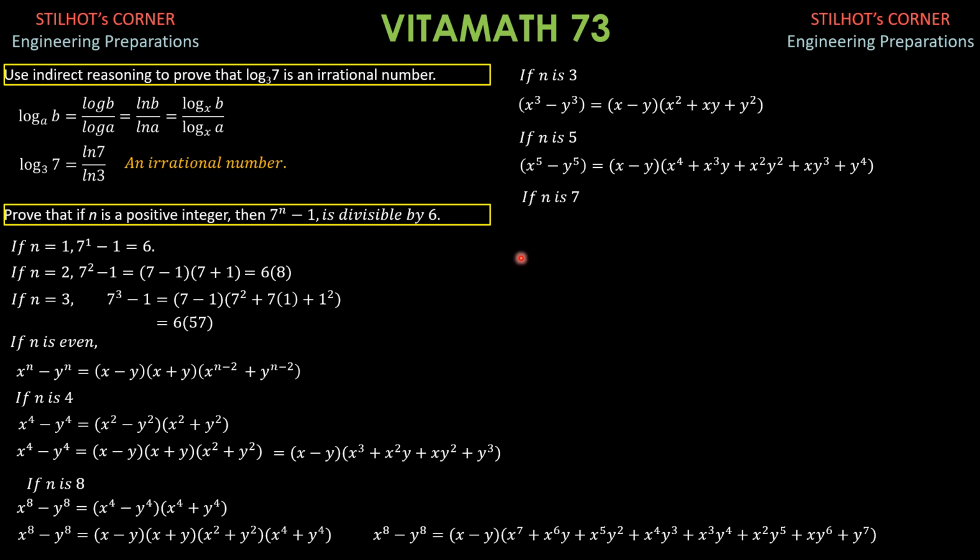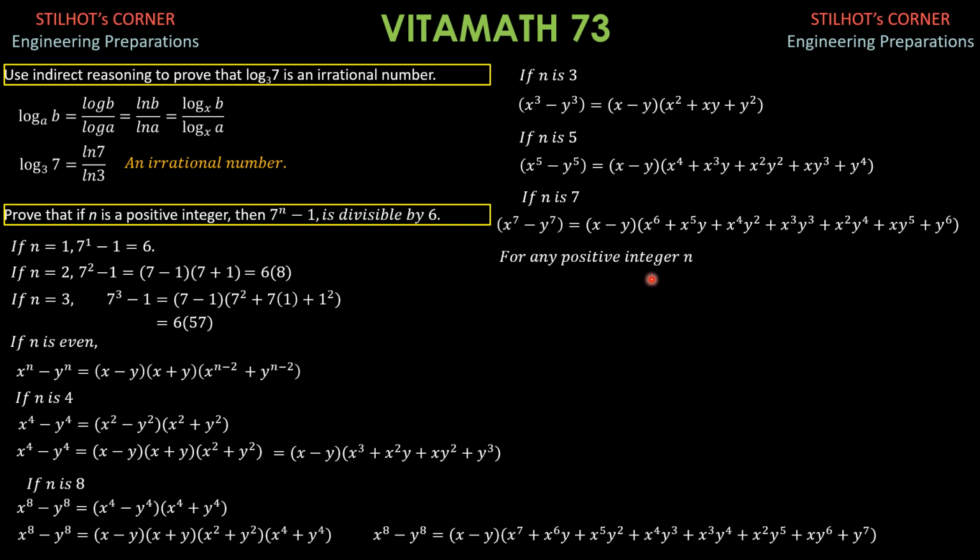If n is 7, then we have x minus y as a factor, obviously, then the quantity x to the 6 plus x to the 5 y plus x to the 4th y squared plus x cubed y cubed plus x squared y to the 4th plus x y to the 5 plus y to the 6. So in general, for any value of n, there is always x minus y as a factor. So for any positive integer n, we look at this pattern here.